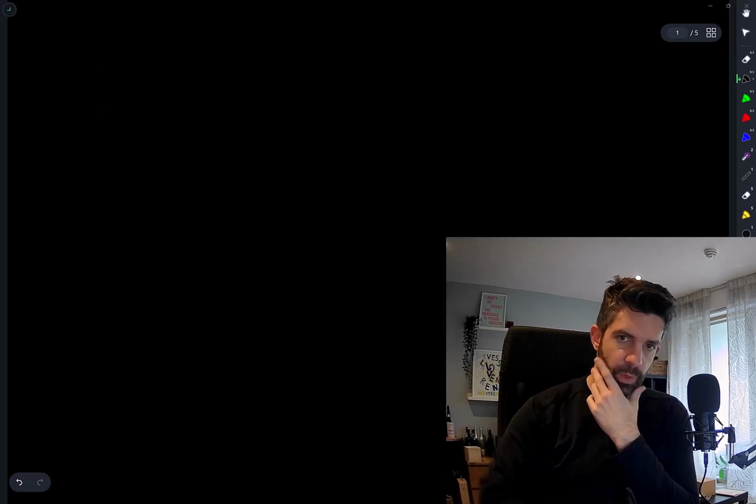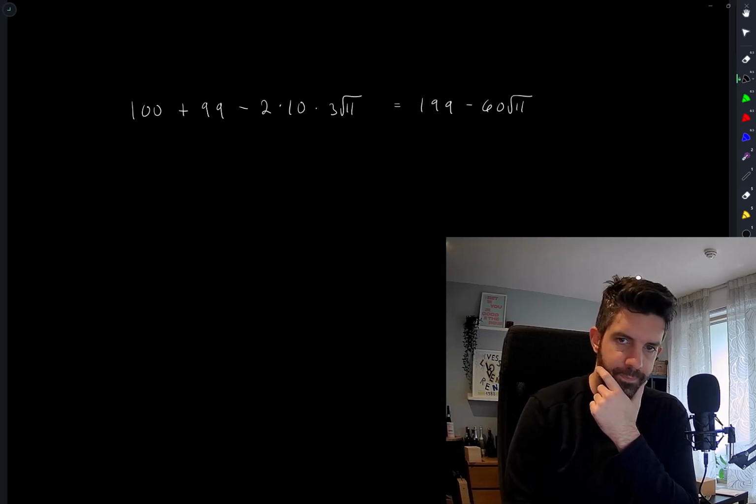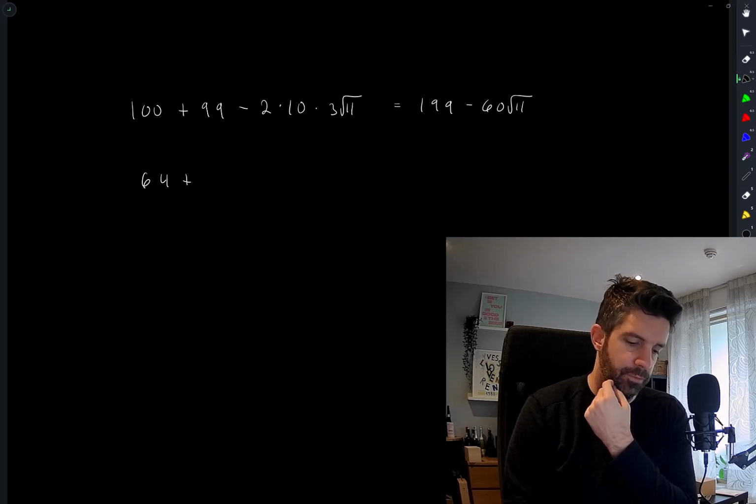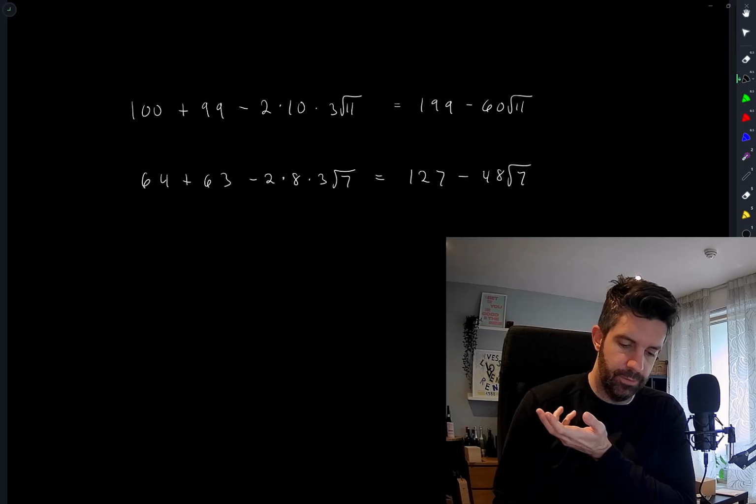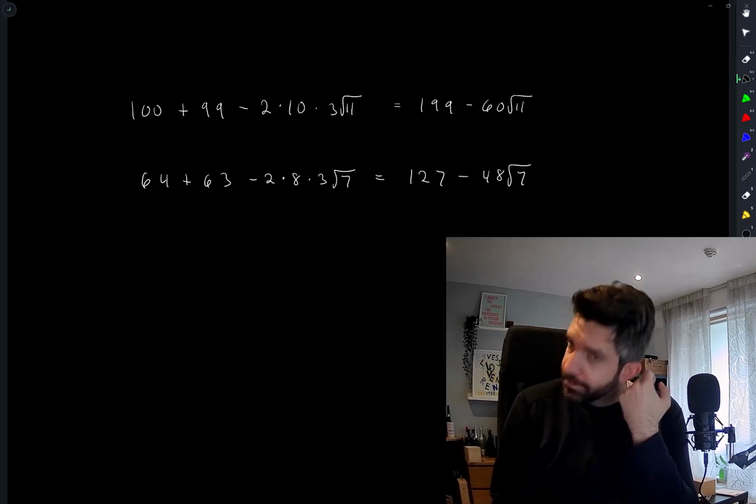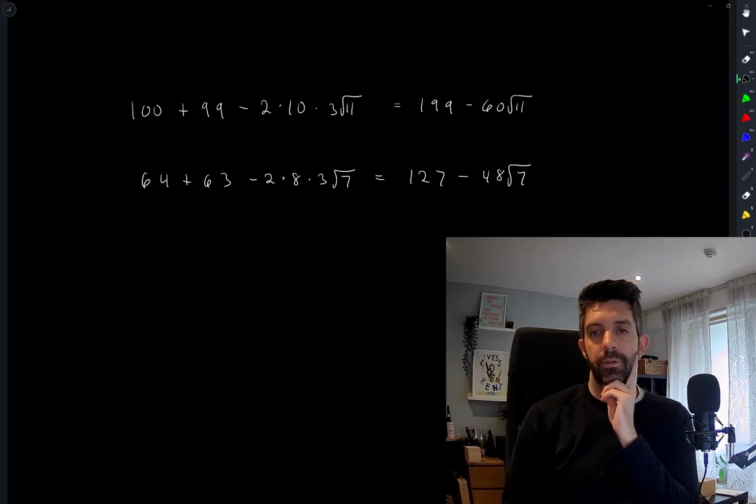Okay, what happens if we square these numbers? Nine times 7, 63, minus 2 times 8 times 3 times root 7. 64 plus 63 is 127 minus 48 root 7. See, it's not really helping. Which of the following is smallest?